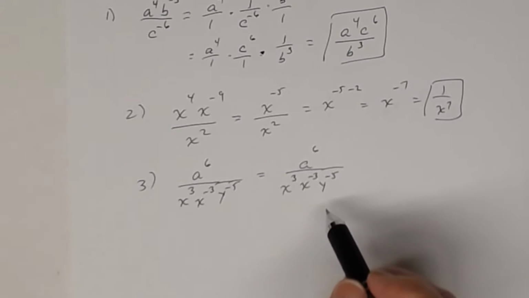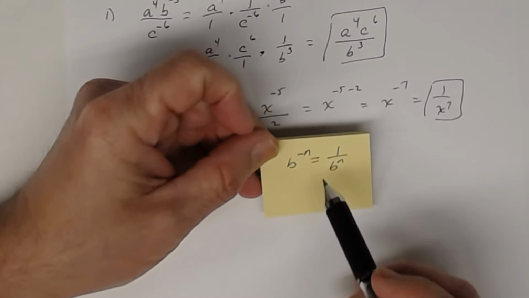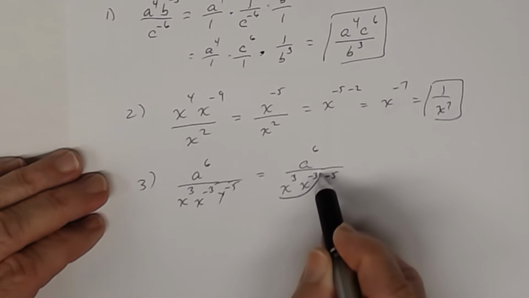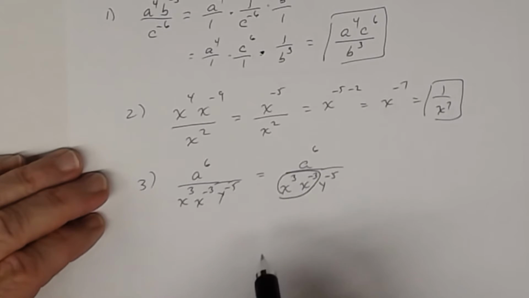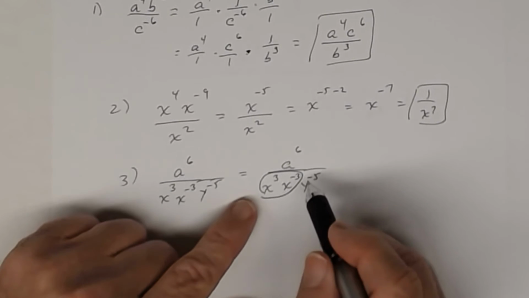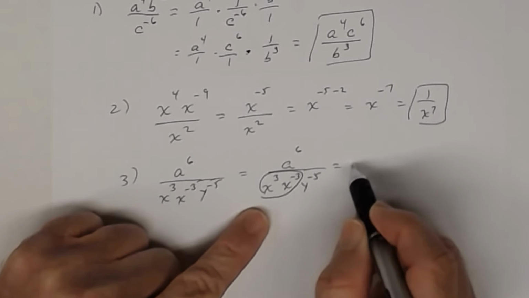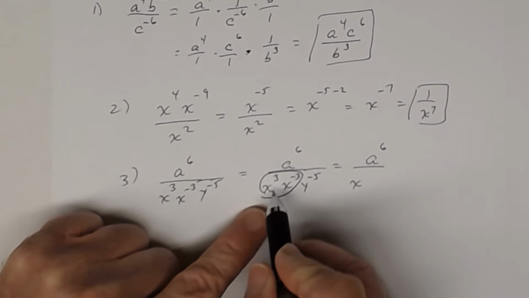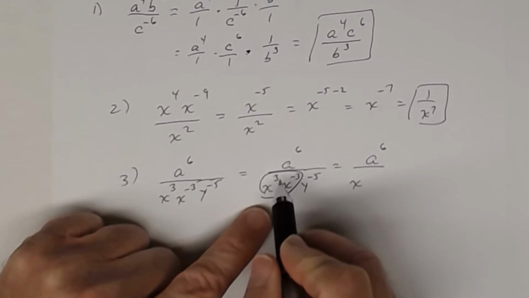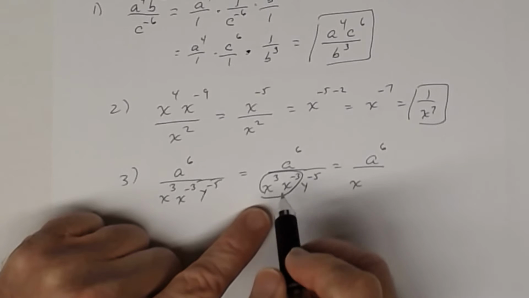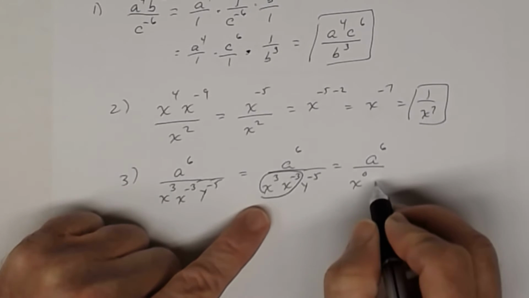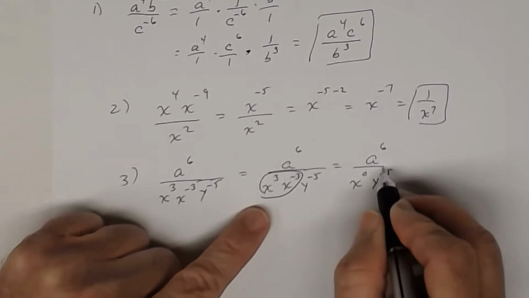All right. Before I even use this property right here, I want you to notice something. Right here, you're multiplying like bases, right? So I can use a product rule right away. So when I use a product rule, this becomes a to the 6th divided by x. Now remember, when you multiply like bases, you add exponents. So product rule for exponents, 3 plus the negative 3 is 0, right? So that's x to the 0 power times y to the negative 5th.